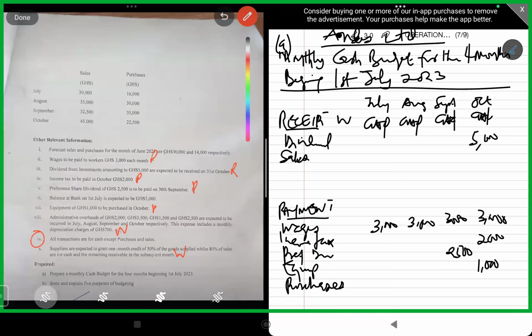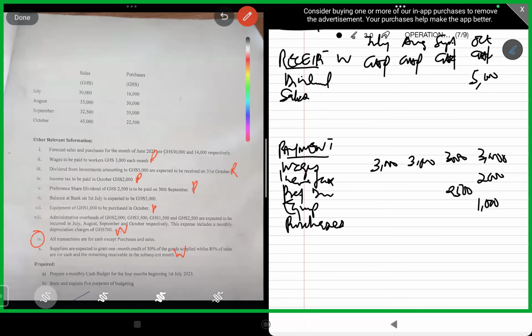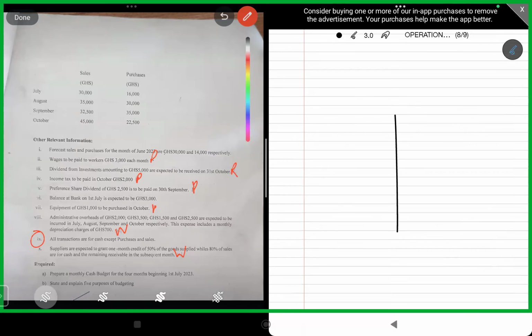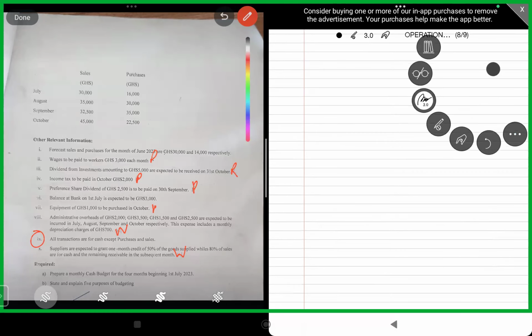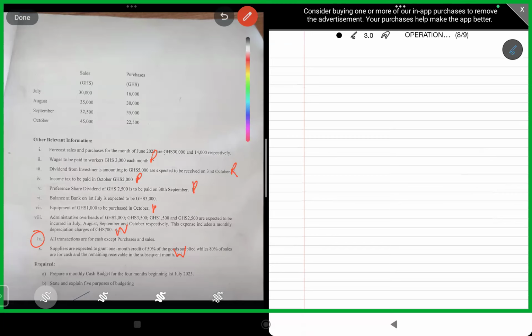Okay, so let's move on to the next. The next is for sales, we would have to go and prepare workings on sales. So we can say working one for sales. Sales, our interest is to find the cash sales.